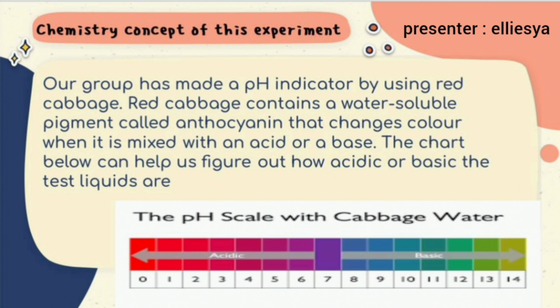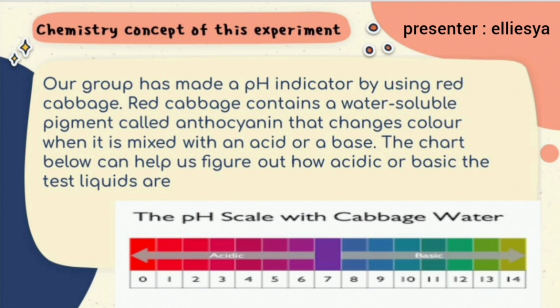Red cabbage juice is considered to be an indicator because it shows us something about the chemical composition of other substances. Therefore, our group has made a pH indicator by using red cabbage. Red cabbage contains a water-soluble pigment called anthocyanin that changes color when it is mixed with an acid or a base. The chart below can help us figure out how acidic or basic the test liquids are.